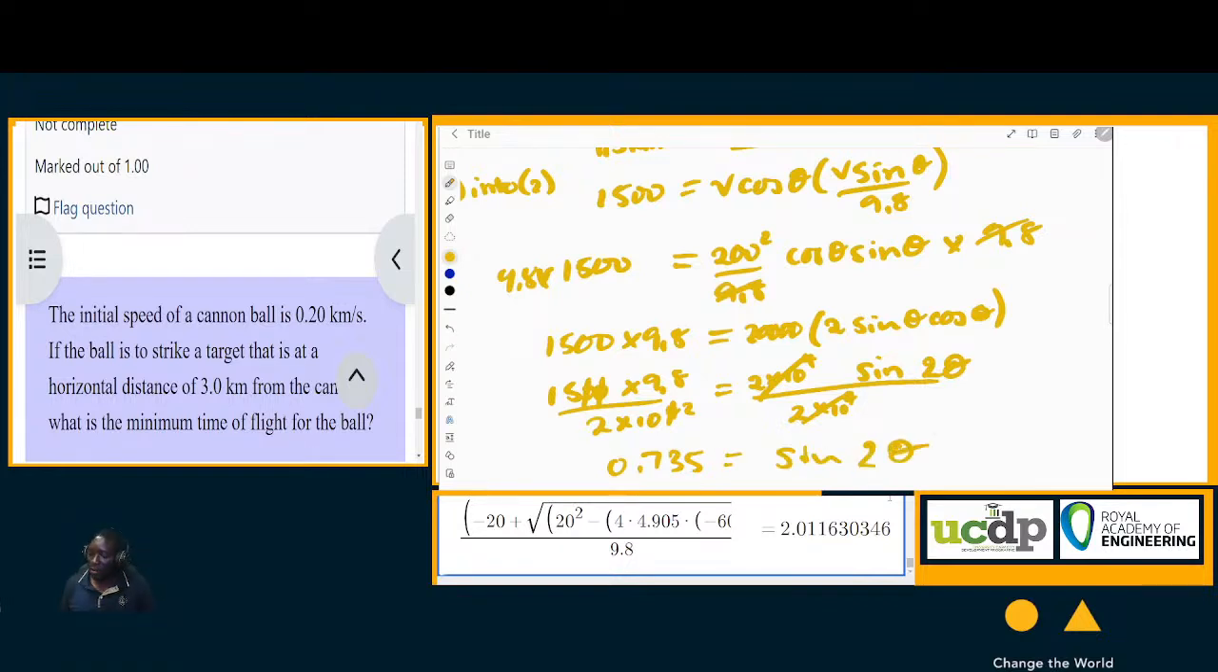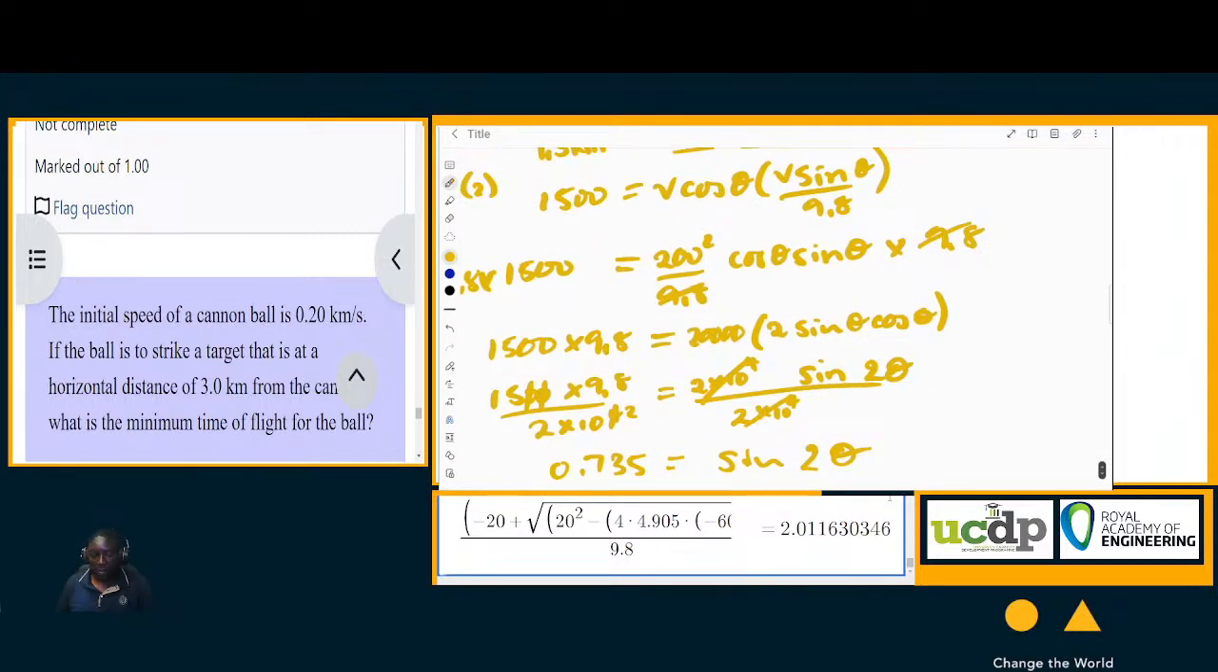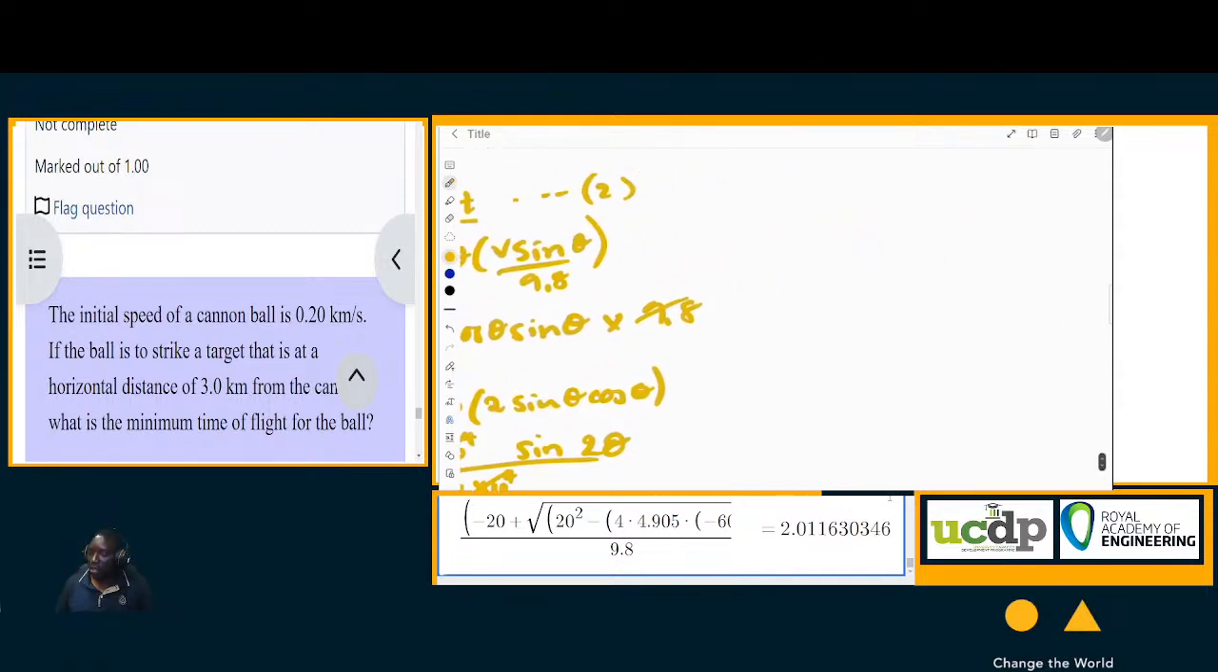So arcsine of that gives you 47 degrees. So arcsine 2 theta gives you 47 degrees, such that 2 theta is equal to 47.31, and then theta is half of that, 23.65.